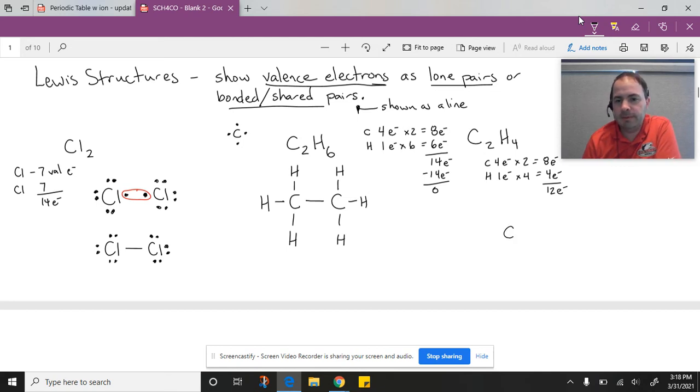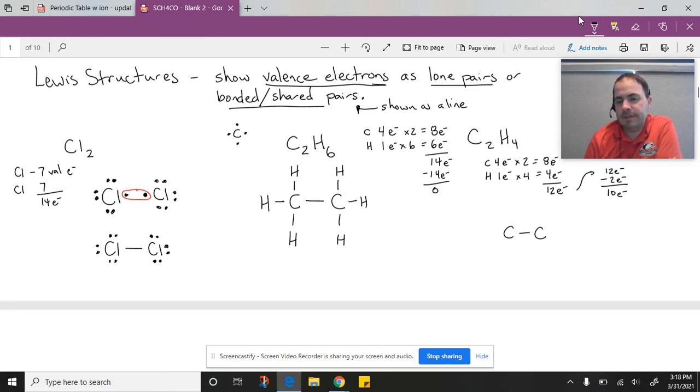Again, I'm going to start with carbon in the middle, and I'm going to bond 1 carbon to the other. Out of my 12 electrons, I have used 2 of them by making that bond. So I have 10 left to go in my picture.